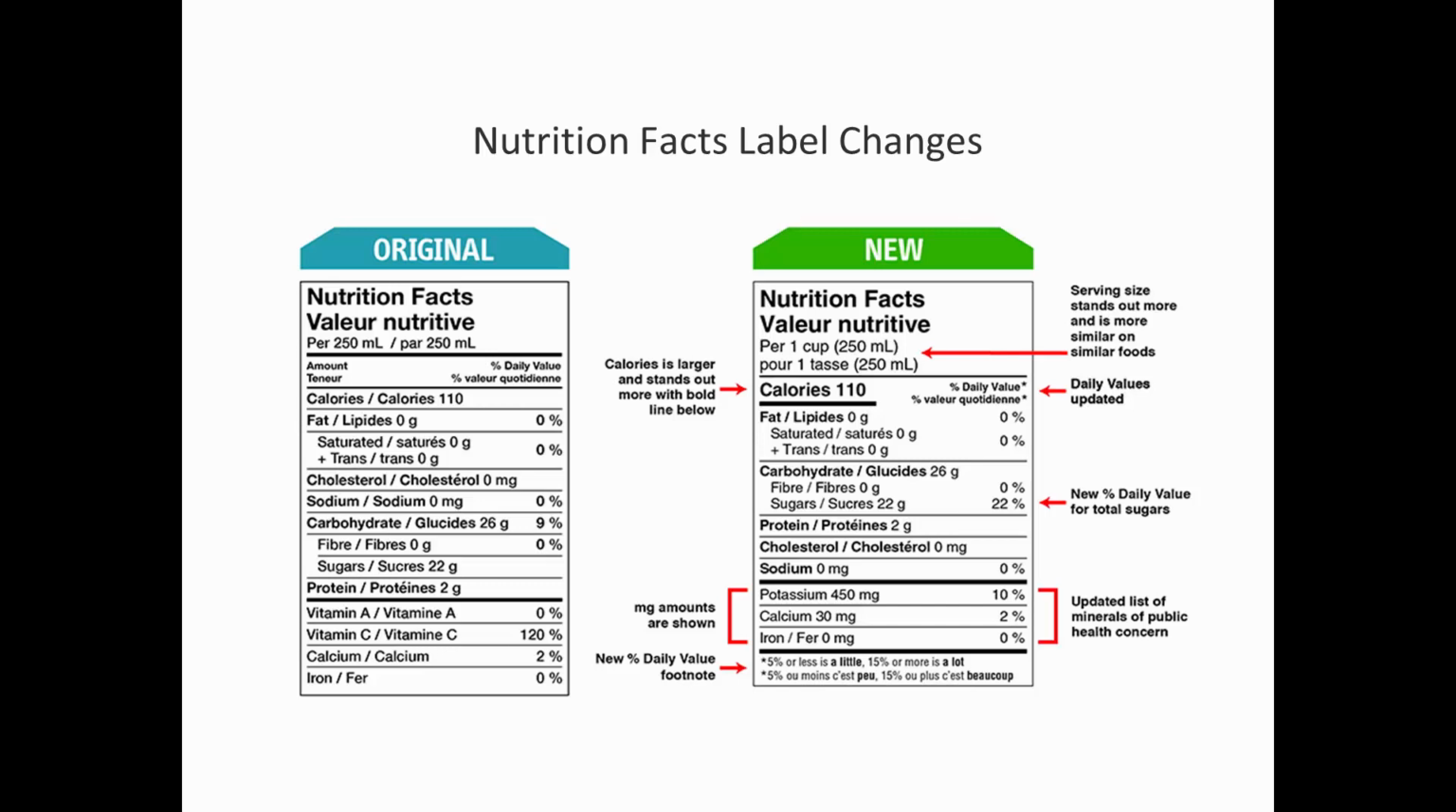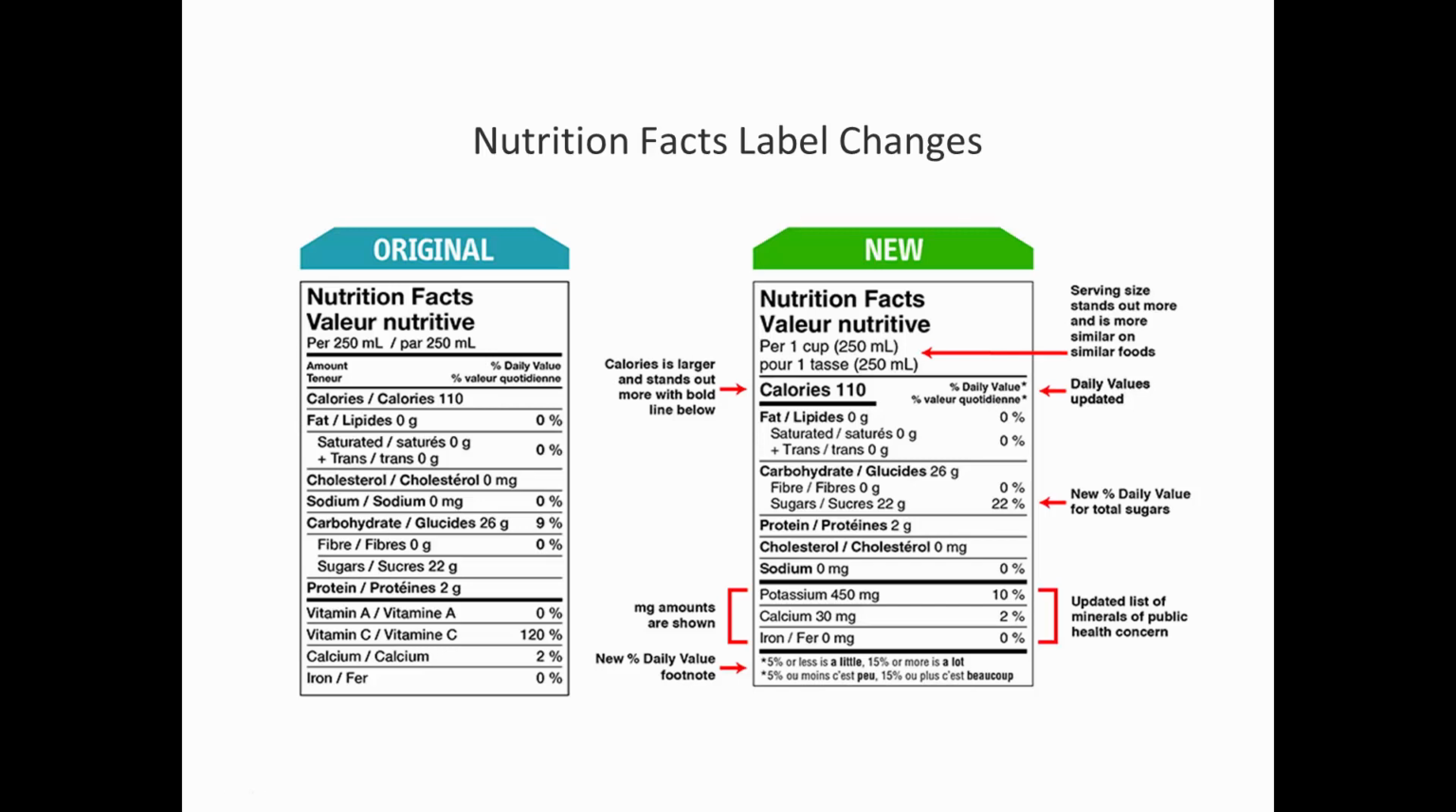The other thing they're doing is they're making the serving size more consistent between products, so that when you're looking at products, then you can compare them. So I'm going to show you some examples there. So here the serving size is realistic, and it's similar on similar foods. They've made the calories kind of stand out in bold so it's easily seen. They have also updated, based on science, the percent of daily value.